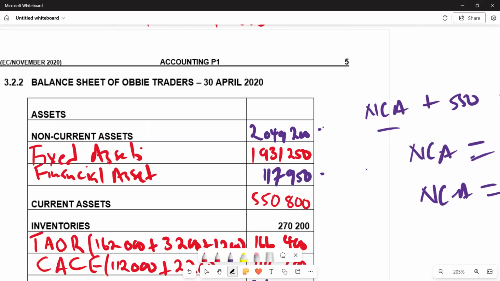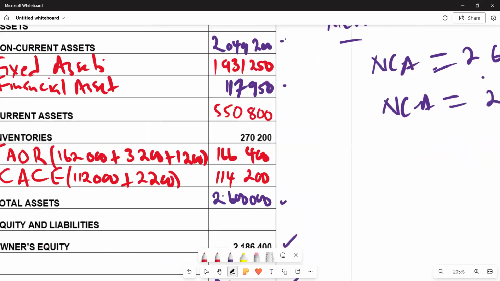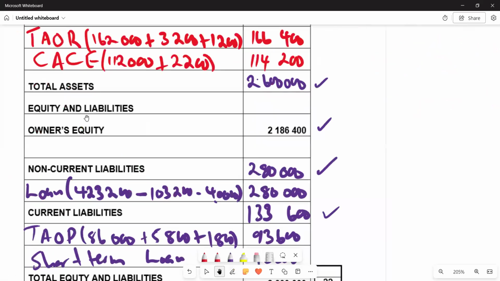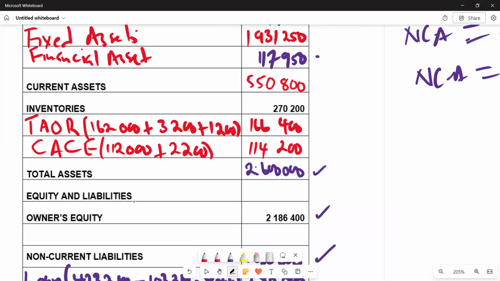So when I explained how we got the 2,600,000, there was a mistake there. When we arrived here, we were not able to find this total asset figure because it was not there. So we were just supposed to go down and check the second balancing figure, because the second balancing figure should be the same as the first balancing figure. So we're just supposed to come here, take 2,600,000 and put it here.